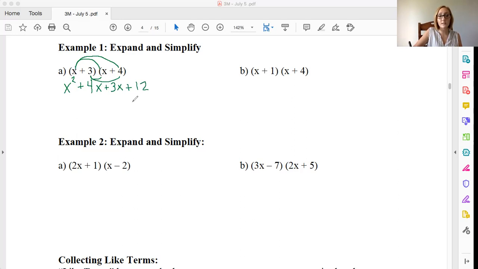When we're doing this, you want to put your like terms together. Like terms are the ones that have the same variables and same exponents. We don't have another term with x squared, so you can just rewrite that. Then you add the coefficients, so 4 plus 3 gives you 7.